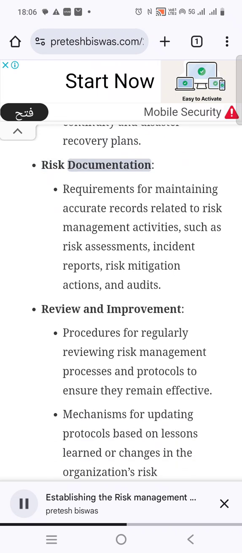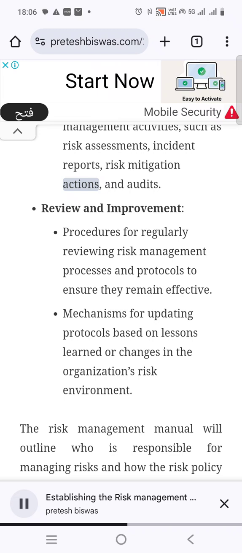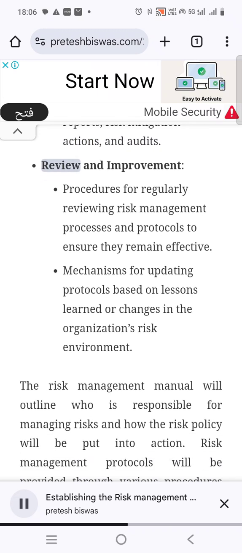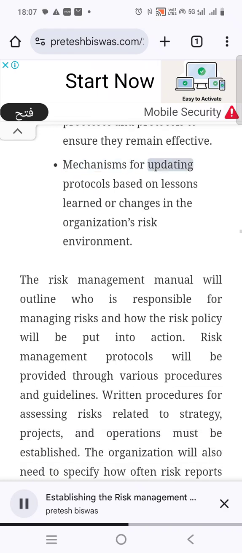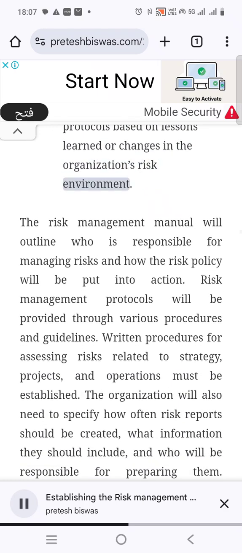Risk documentation. Requirements for maintaining accurate records related to risk management activities, such as risk assessments, incident reports, risk mitigation actions, and audits. Review and improvement. Procedures for regularly reviewing risk management processes and protocols to ensure they remain effective. Mechanisms for updating protocols based on lessons learned or changes in the organization's risk environment.